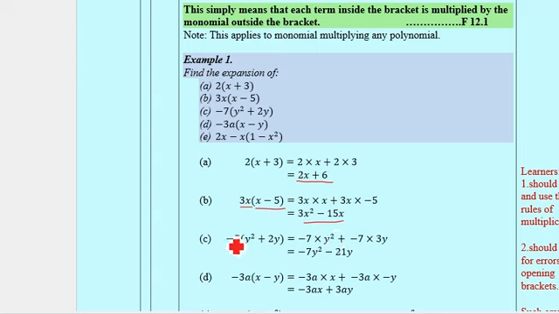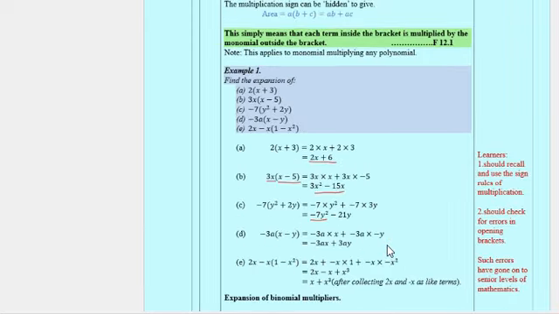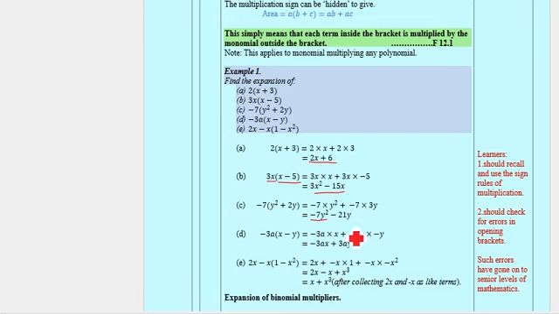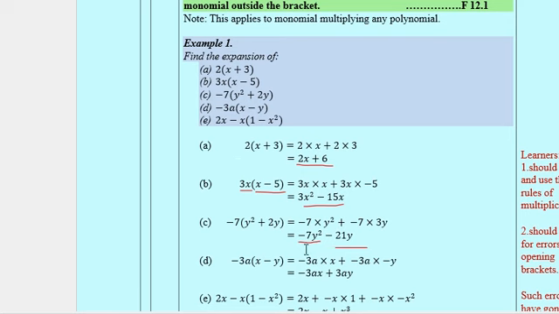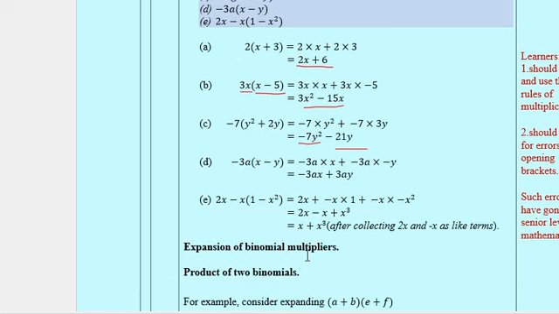The same applies that this negative number will affect all the terms which are inside. So negative 7 times y squared, we are going to end up with negative 7y squared, and then negative 7 times 3y, you are going to end up with such an answer. So in brief, that is it, and then we proceed to other numbers.